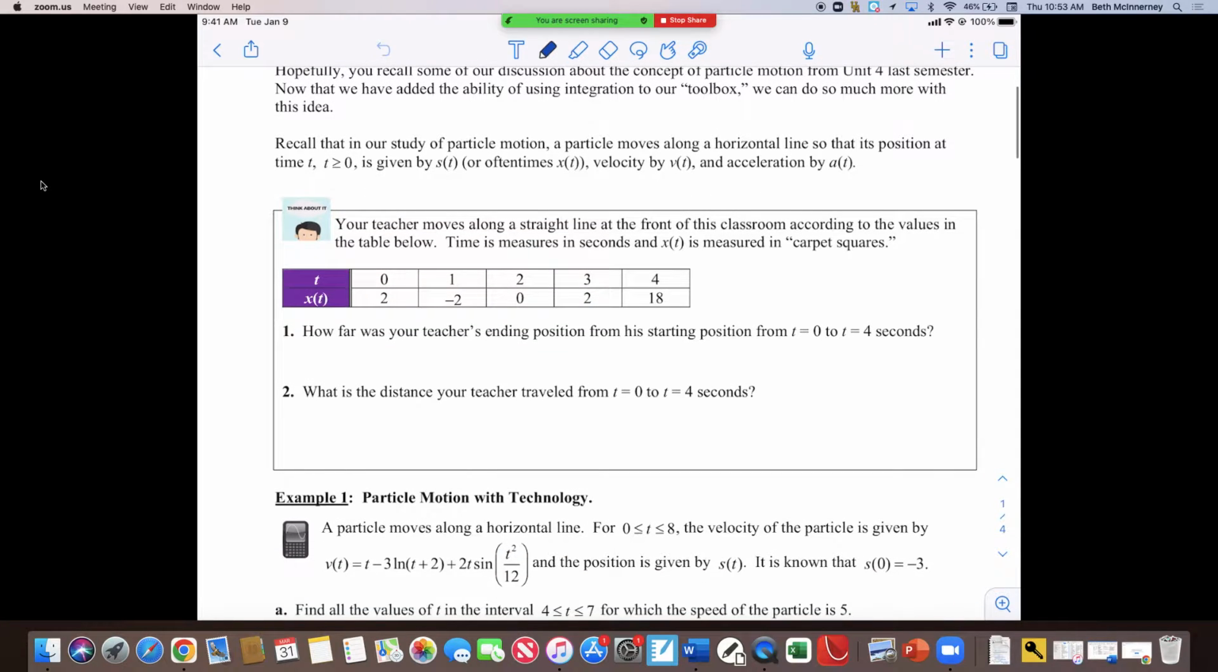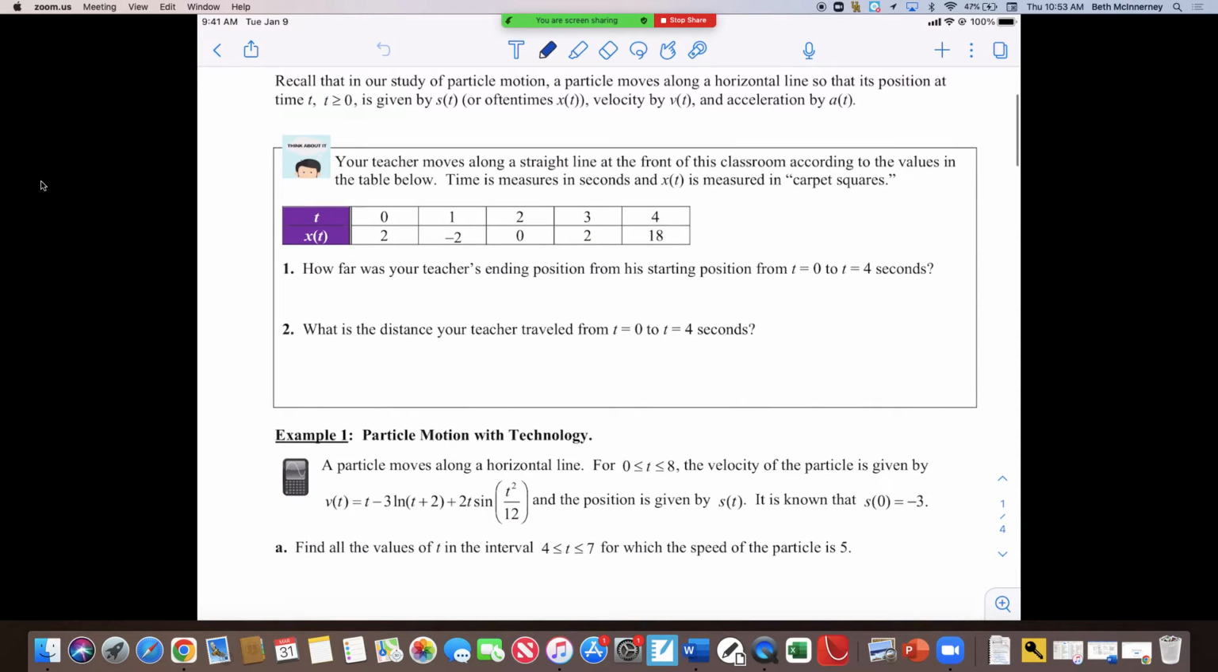So I'm going to give you about a minute or so, and I want you to try this little think about it problem. It says your teacher moves along a straight line at the front of this classroom according to the values in the table below. T is measured in seconds, and x of t is measured in carpet squares. So at time t is 0, your teacher is standing 2 carpet squares to the right. Okay? So go ahead and answer 1 and 2 based on this information.